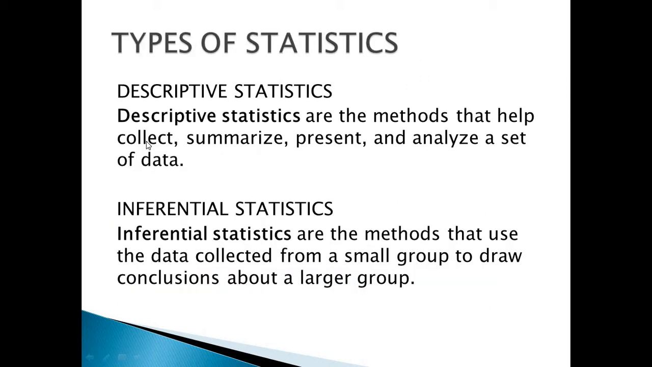There are two types of statistics, the descriptive statistics and the inferential statistics. Descriptive statistics are the methods that help collect, summarize, present, and analyze a set of data, while inferential statistics are the methods that use the data collected from a small group to draw conclusions about a larger group. So basically, in descriptive statistics, we are describing the data that we have gathered. And for inferential statistics, we are creating or forecasting a conclusion about a larger group.